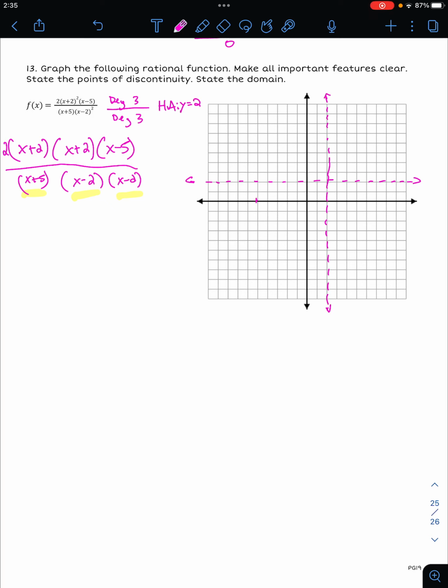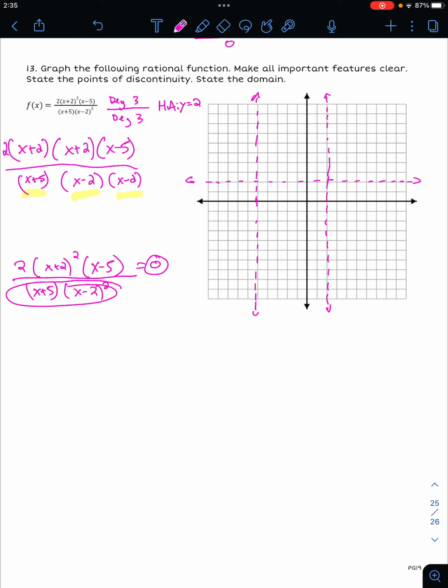1, 2, 3, 4, 5. Okay, so my function has been nicely chopped into 3 regions. Let's keep looking for information. So based on the numerator, I can get my x-intercepts, right? Because if I set this whole thing equal to 0 all over my denominator, it doesn't really matter what the denominator is. I can just multiply both sides by the denominator, and 0 times this is still 0. So I'll get 2 times (x plus 2) squared, (x minus 5) equals 0.